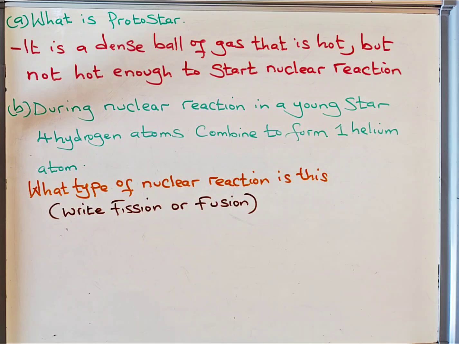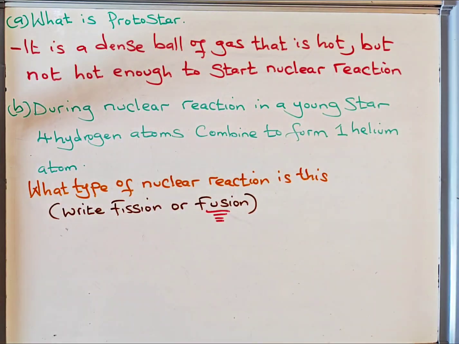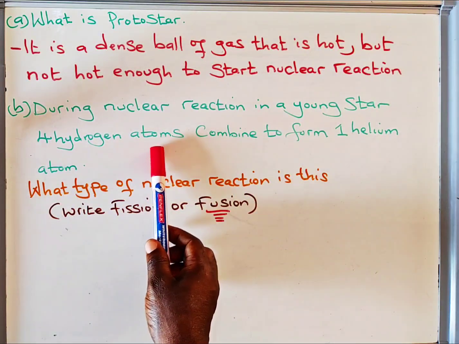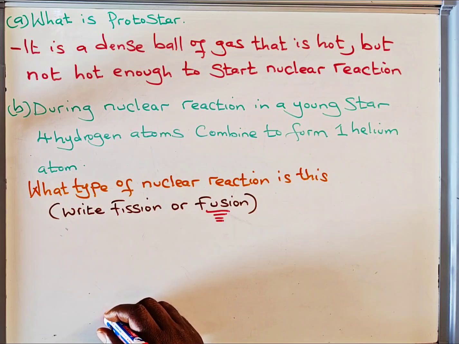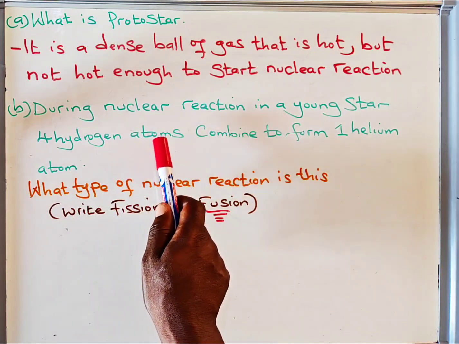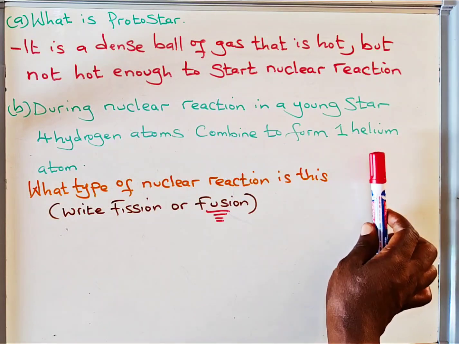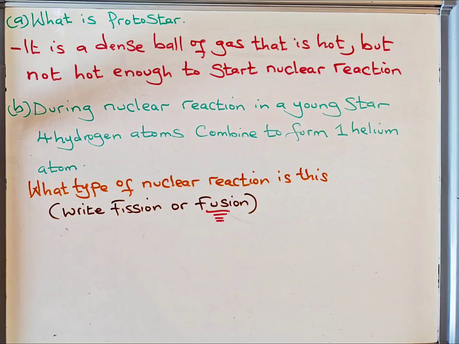The answer is it is nuclear fusion, because we are having lighter atoms, which are hydrogen atoms. Hydrogen has atomic mass 1. So when 1, 1, 1, 1 combine, they form 1 helium, which has atomic mass 4. So what are we observing here? Small atoms are combining to form a heavy atom.